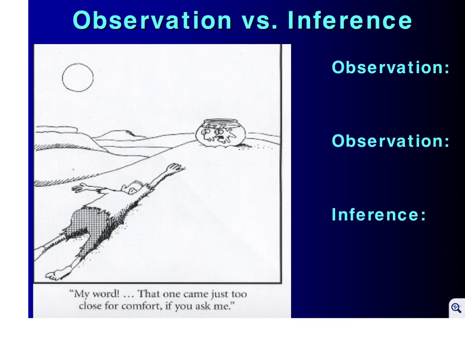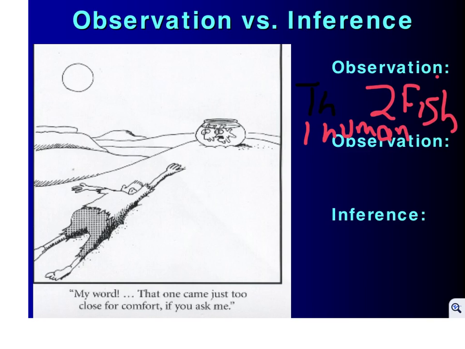So here I have one of the Far Side cartoons, one of my favorite cartoon series. You could see in the picture it says, "My word. That one just came too close for comfort, if you ask me." A few observations. You want very obvious facts here. An observation you could say is, there are 2 fish. You could also say there is 1 human.